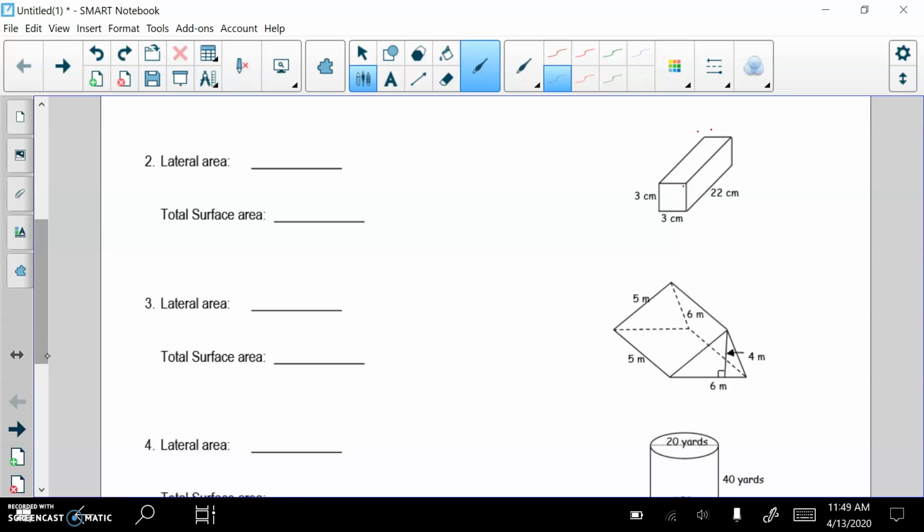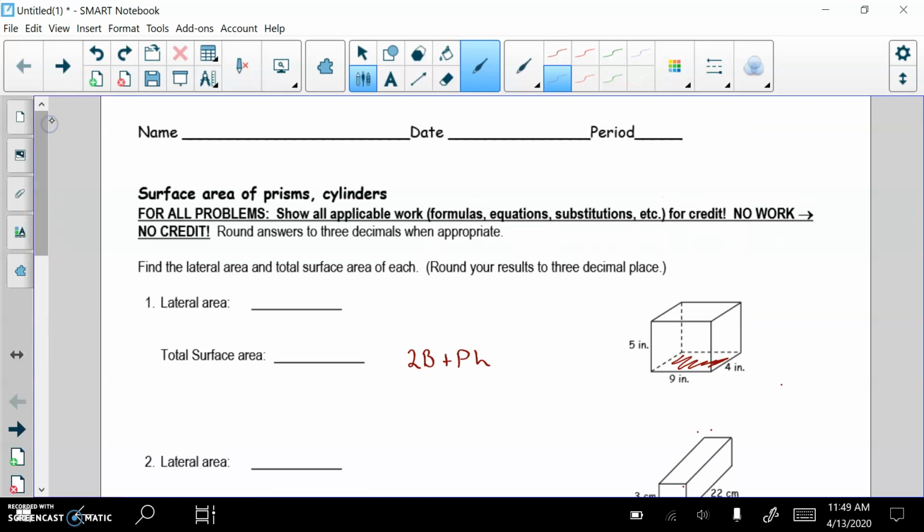The base in the case of number three are these two triangles because you have two bases. The base of a prism is always parallel to the other base. And if you see number three, there's no parallel rectangles. The things that are parallel are these two triangles. So that makes the triangles the base, or bases.